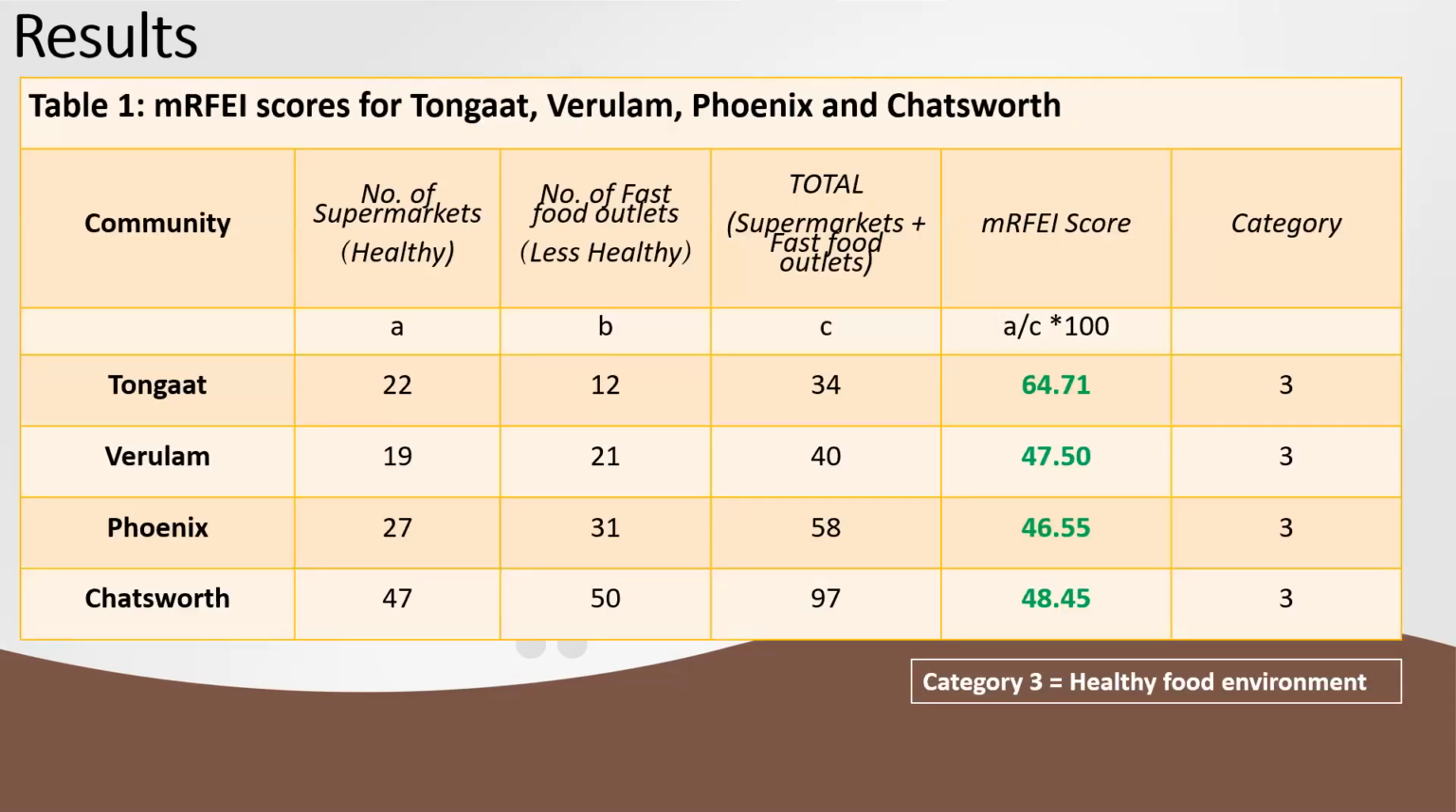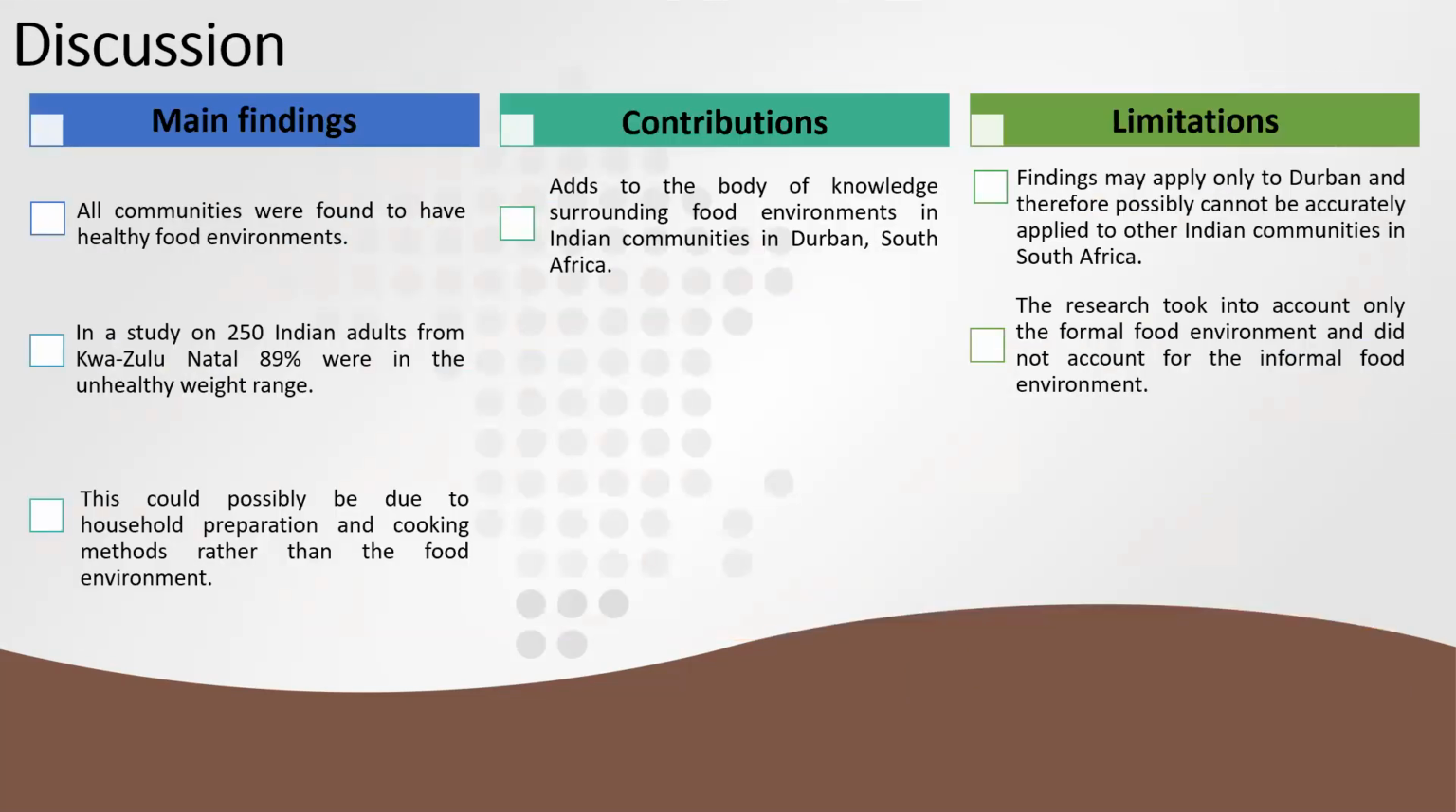In this table, for each community is the total of the healthy and the less healthy outlets. It sums them up and then calculates the MRFEI scores. As you can see, all 4 communities fell into category 3, which means all 4 communities are healthy food environments. Tongaat was found to be the healthiest, followed by Chatsworth, Verulam, and then Phoenix.